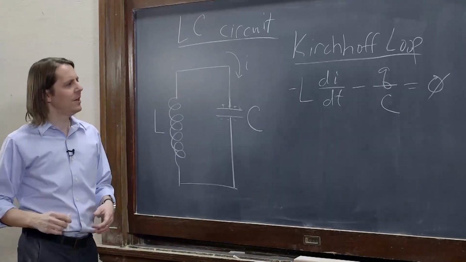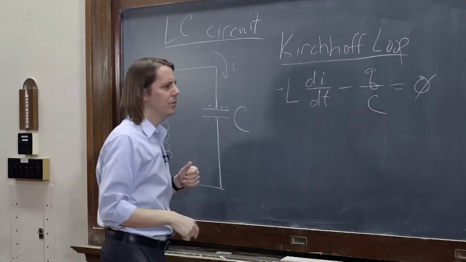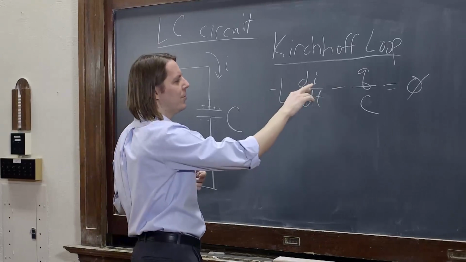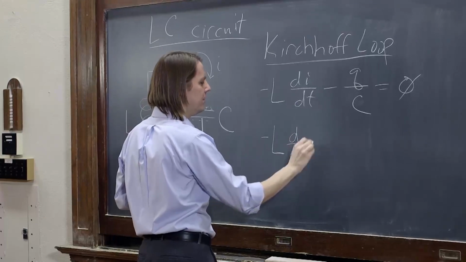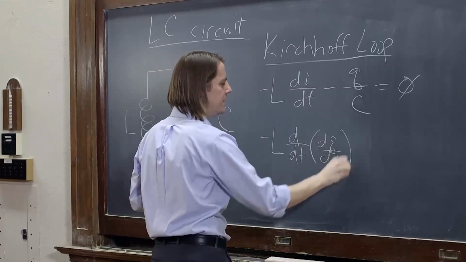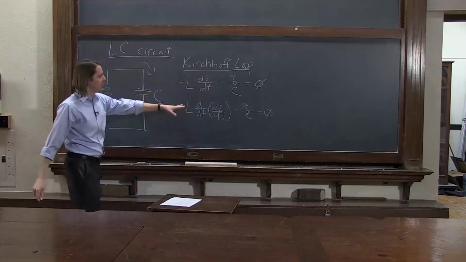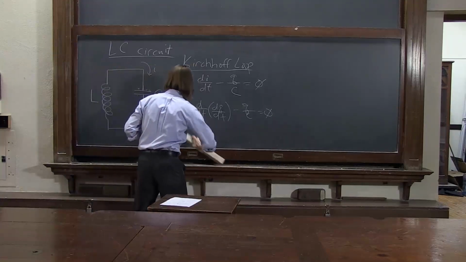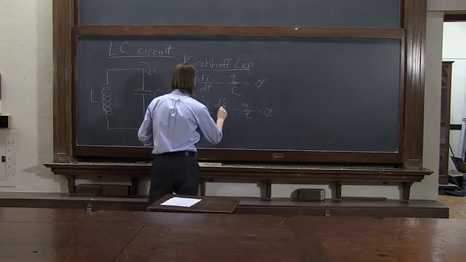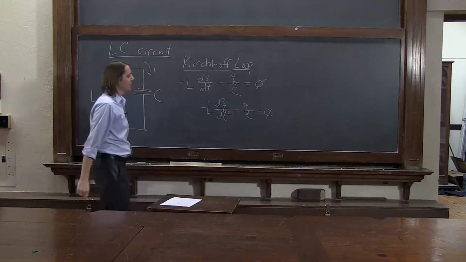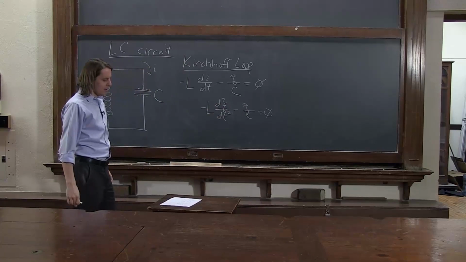So right off the bat, we're in trouble. We have current as a function of time. We have charge as a function of time. And the current is already in a derivative. What a mess. So we know the way to get from one to the other is current is dq dt. So I guess what we have to do is write minus L d/dt of dq/dt minus q over C equals 0. And that is a second derivative. I'll go ahead and save myself a little space. This is minus L d2q dt2. So minus L times the second derivative minus q over C equals 0.